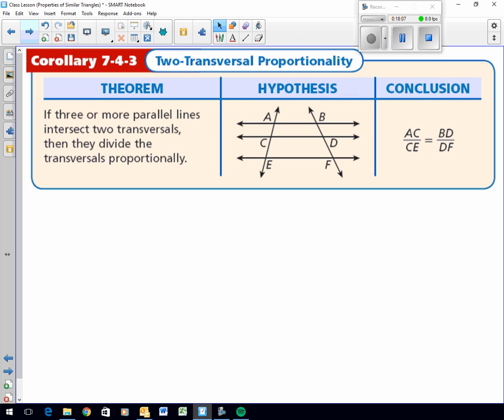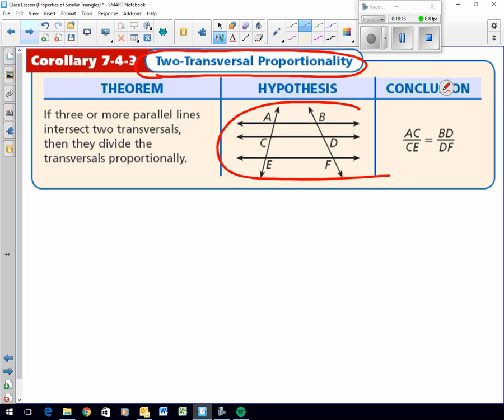Okay, let's write this part down. Two transversal proportionality theorem. Okay, go ahead and write down all the stuff that I've got circled. Draw your diagram. Explain it.